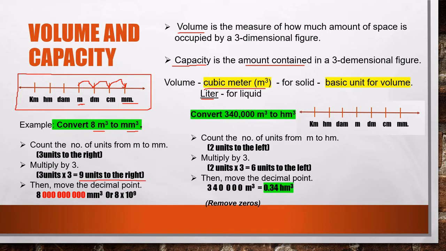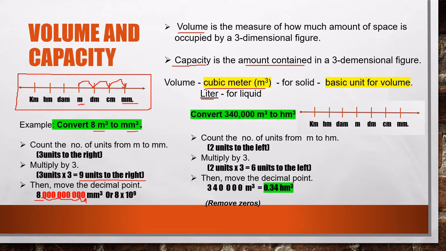Then move the decimal point. So write the given. Since it is a whole number, the decimal point is on the right side. So count 9 units to the right. 1, 2, 3, 4, 5, 6, 7, 8, 9. Then add zeros. Therefore, the answer is 8 billion cubic millimeter. Or in scientific notation, that is 8 times 10 raised to the 9th power.